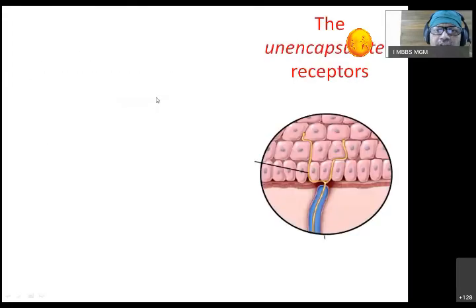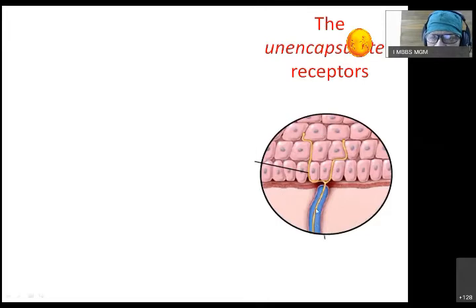Now in the dermis, we get a variety of receptors. You may have dealt with this in great detail in physiology. I am just summarizing that. There are receptors which can be classified as unencapsulated and encapsulated. What is unencapsulated? Can you see this figure?